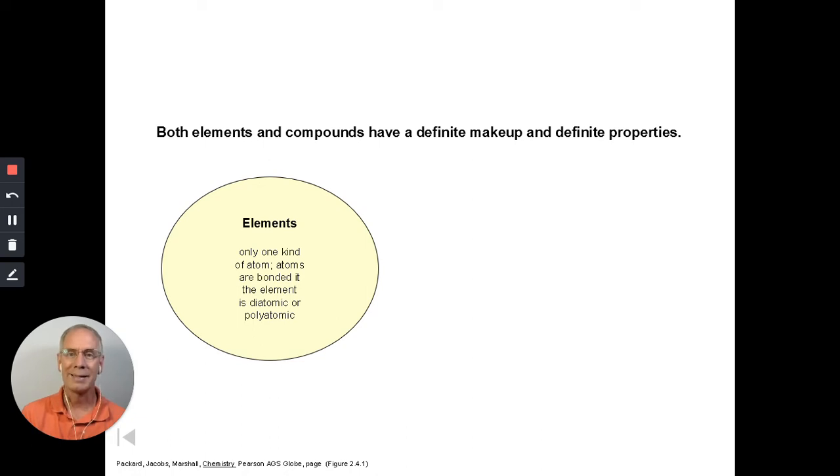Those are polyatomic elements. So if they're not diatomic and not polyatomic, they're monatomic, which means they're just found by themselves. And we'll address that more in the unit on the periodic table.